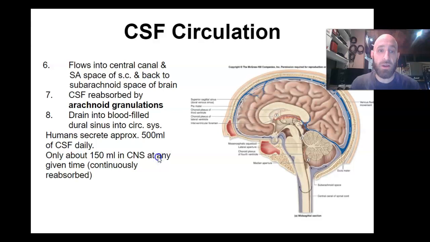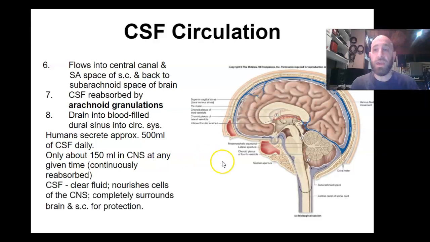So this detail here is a pretty interesting one. It gives you an idea of how much fluid is being absorbed and why we need to always be absorbing it. So we produce about 500 milliliters of cerebral spinal fluid a day. So about half a liter, really. So it's a good amount of fluid. That's a lot of liquid. And only about 150 milliliters of this fluid is in the central nervous system at any time. So that means 350 milliliters are being absorbed. So more is being absorbed than produced. So you're always making it, but you're always absorbing it. And what that does is it keeps a nice balance of pressure on the brain.